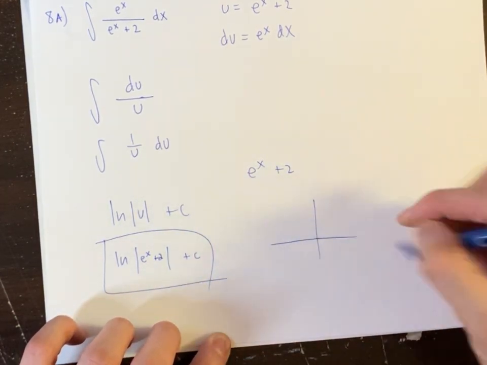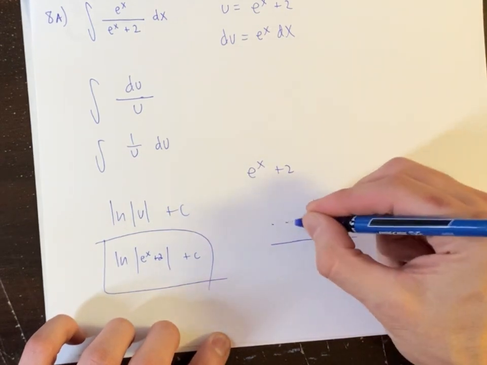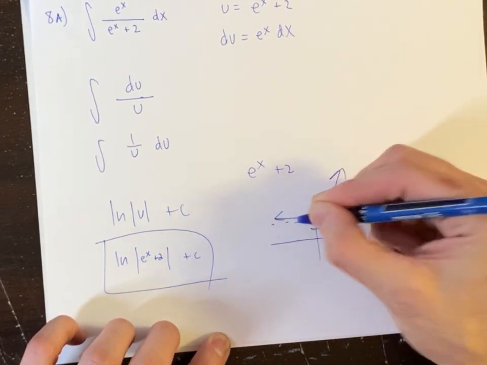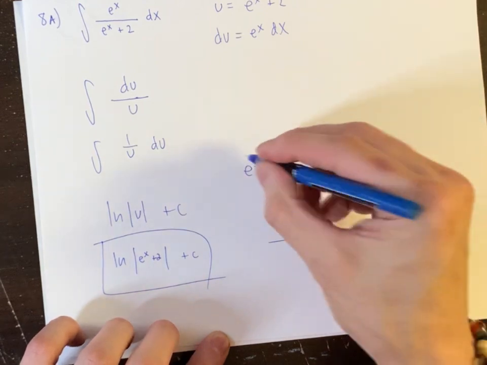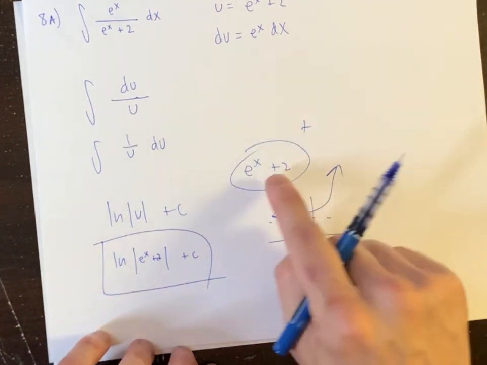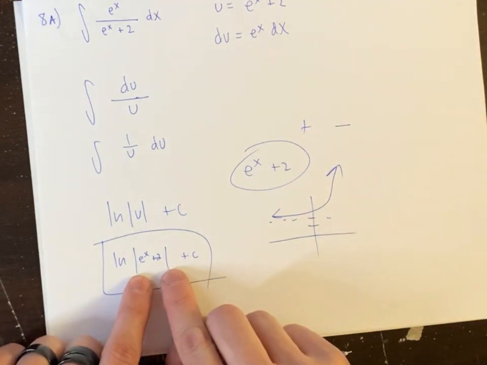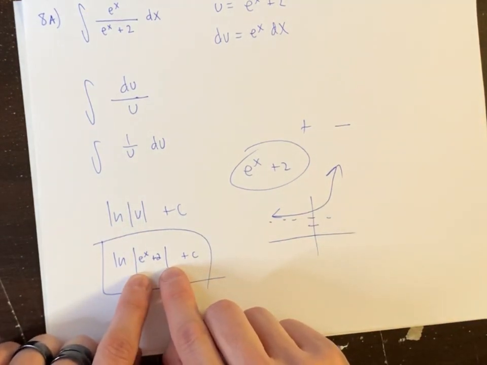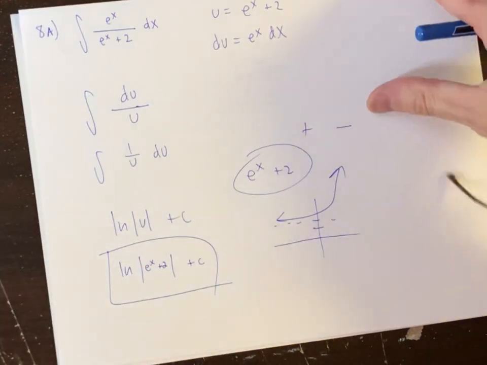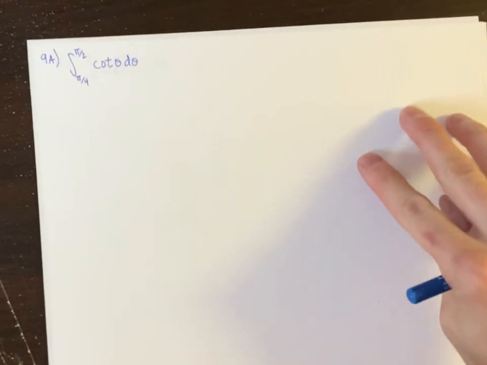As a matter of fact, the graph of this would look something like that. It's always above the x-axis. So this is always positive. And since it's always positive, it's never in danger of being negative. So these absolute value symbols, it's actually not even necessary. But anyways, final answer. Now, what about this one here?